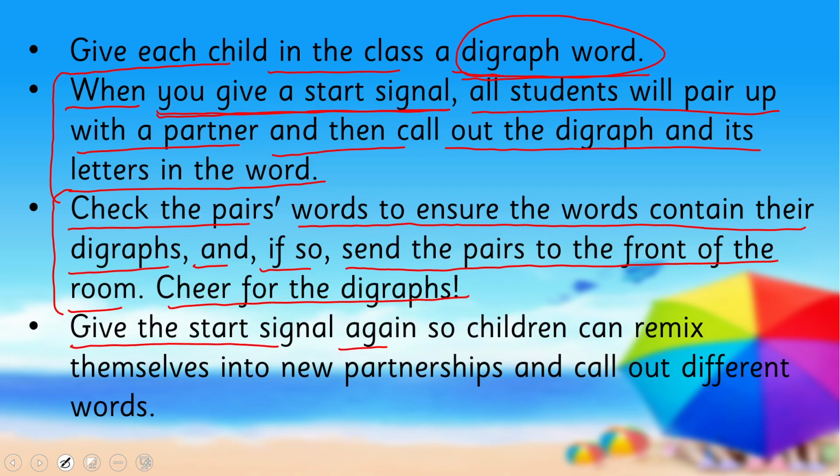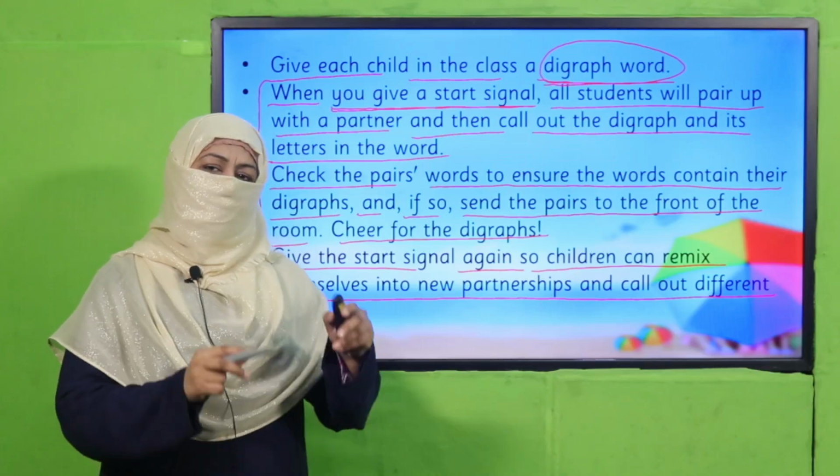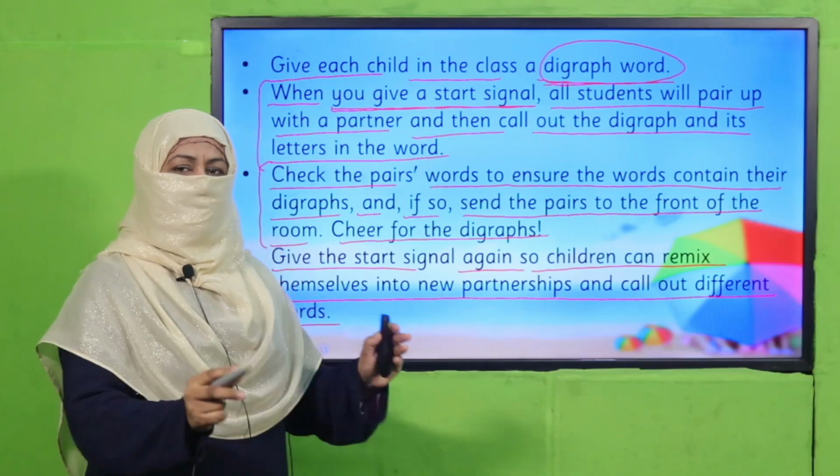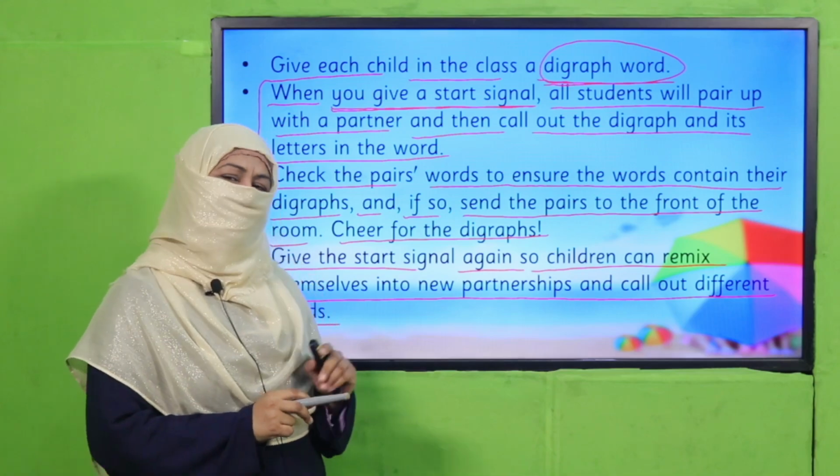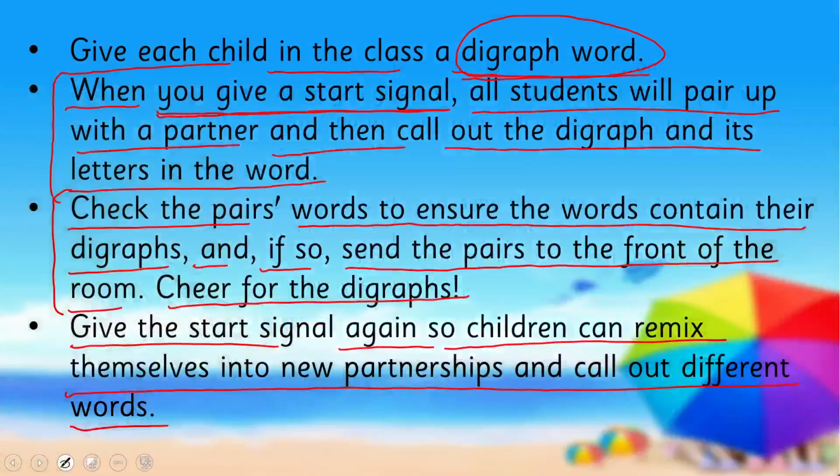Give the start signal again so children can remix themselves into new partnerships and call out different words. Right? This is how every time, the pair which does it first will be coming in front of the class, right? So pause the video, enjoy this activity, and then come back.